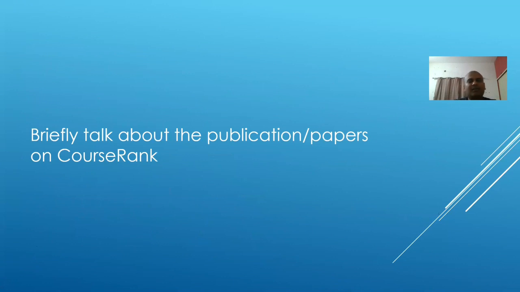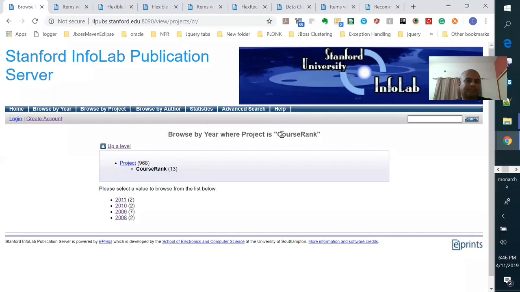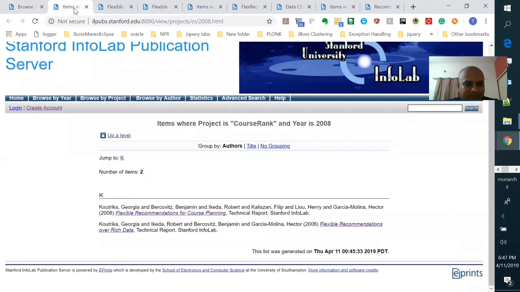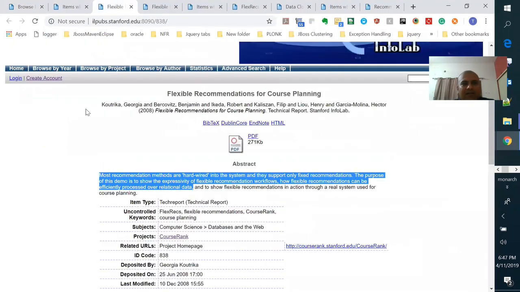So let us briefly discuss the papers which were published with respect to this particular project. I've already opened this page and selected few of the papers that we will be discussing. So there were total around 13 publications. These are the papers which were published in 2008. Flexible recommendations for course planning.